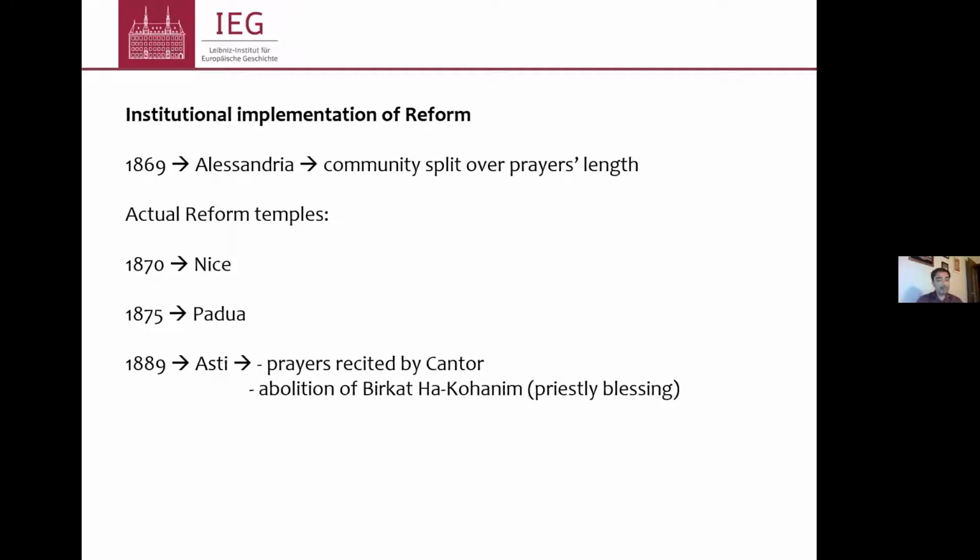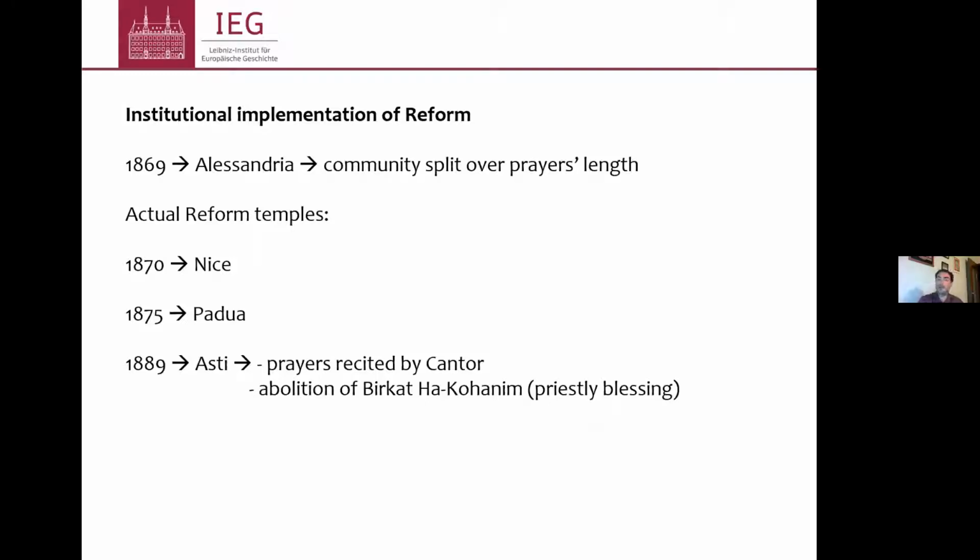In the same years, we have the foundation of the first official Reformed temple in Nice, which was an Italian territory until 1860. This Reformed temple lived alongside the Orthodox synagogue, for example. Nice was then followed by Padua in 1875 and by Asti in 1889, where the prayers were recited by the cantor only and the Birkat Kohanim, the priestly blessing, was entirely abolished.